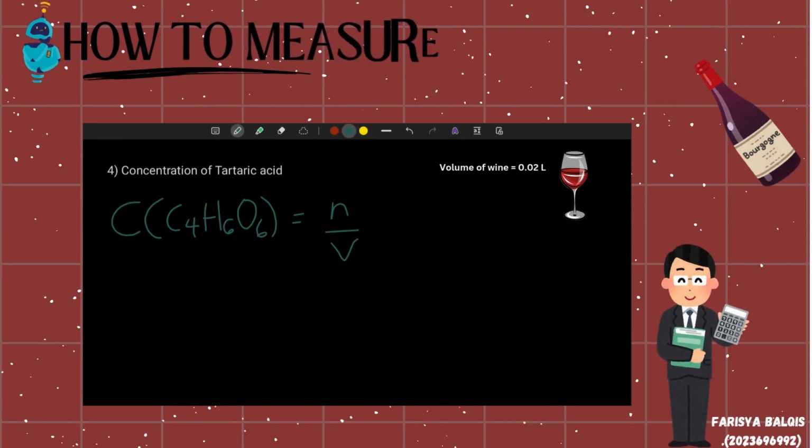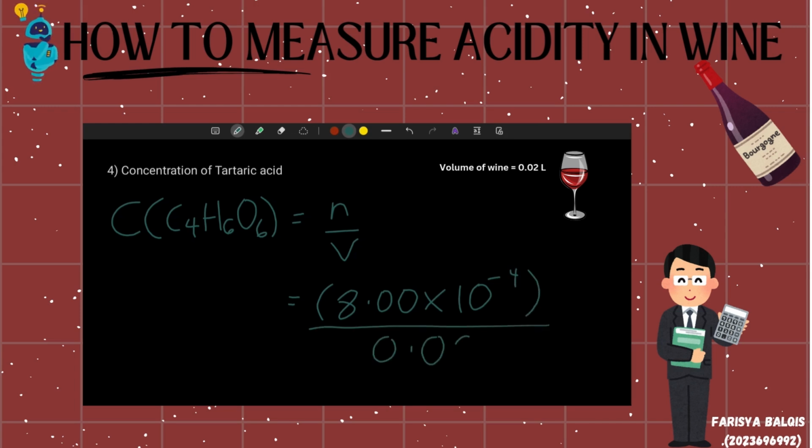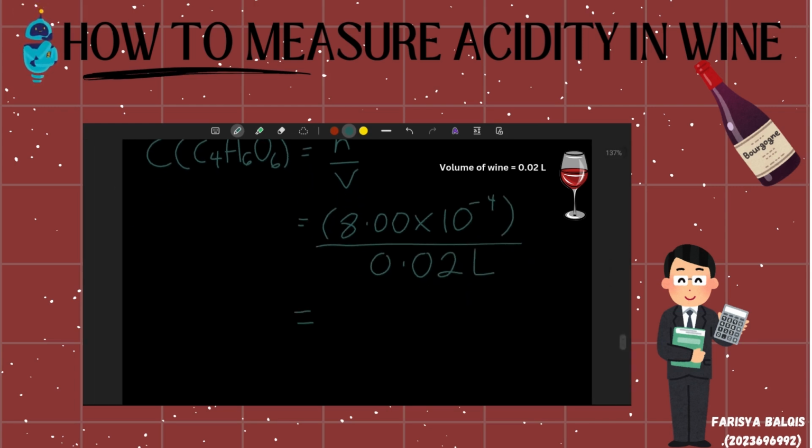From this, we calculate the concentration of tartaric acid in moles per liter using the formula C equals n over V, where the volume of wine is 0.02 liter. So, we substitute in this formula. The number of moles of tartaric acid is 8.00 multiplied by 10 to the power of negative 4, divided by the volume of wine, 0.02 liter, and we get the value 0.040 mole per liter.